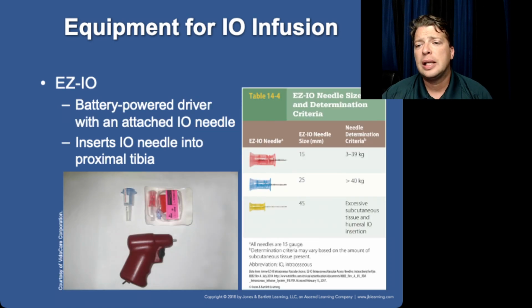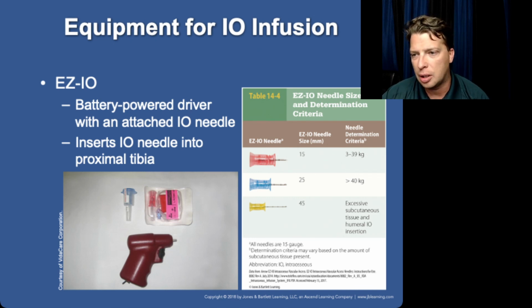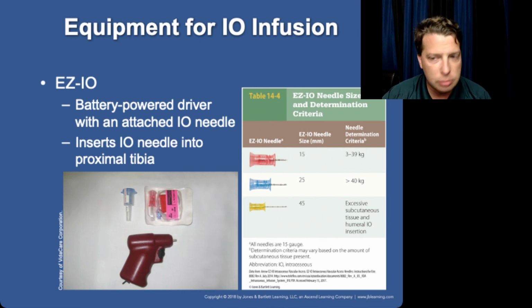So anyway, EZ-IO. It's a little pricey. The needles are still a bit pricey, so a lot of people get upset with you when you use them. At our department, we pretty much only stock the red 15 millimeter and the yellow 45 millimeter. If you don't need the full 45 millimeters, you don't insert it all the way. It's that simple. We use the red ones for the babies, and like I said, you can insert those by hand on your neonates and such. You don't need the drill to put those in.